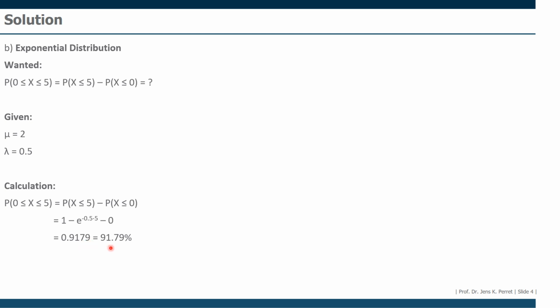If we calculate this, we get in total 0.9179 or 91.79%. So there's a chance of almost 92% that you have to wait somewhere between 0 and 5 minutes, or in other words, less than 5 minutes. Well, that's what we asked for in part B, which concludes this whole exercise.